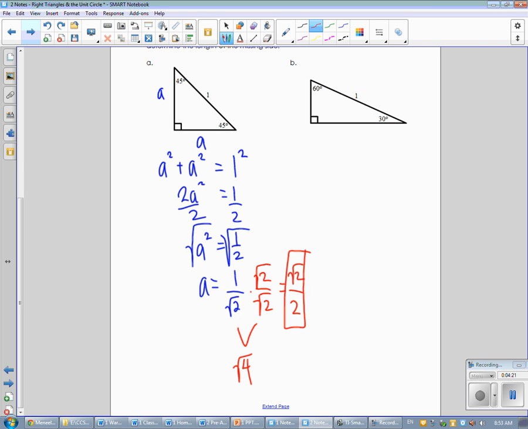And so that means if I have a 45, 45, 90 degree triangle, that the length of my sides is going to be the square root of 2 over 2, the square root of 2 over 2. And that's if I have a hypotenuse of 1.